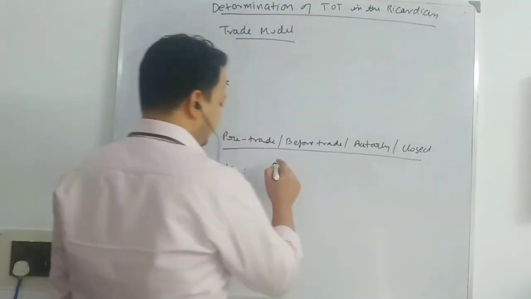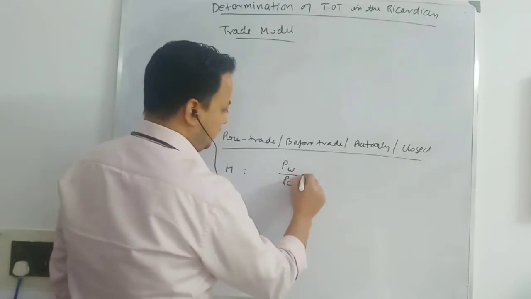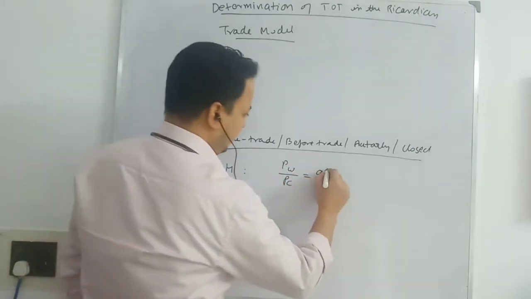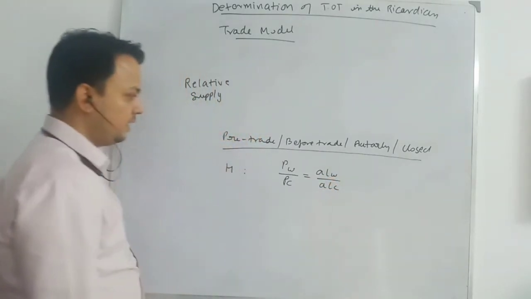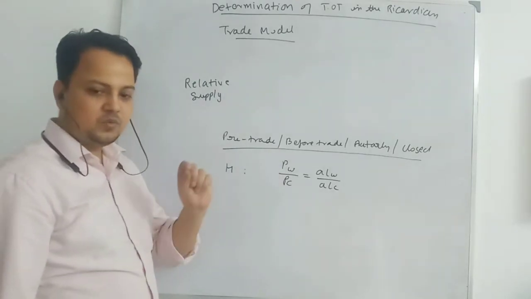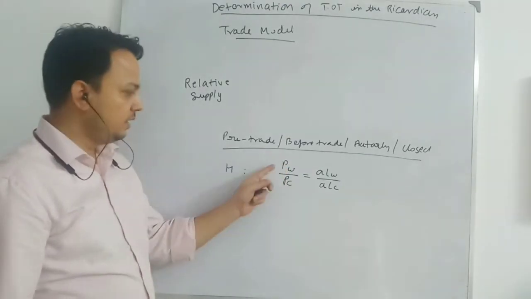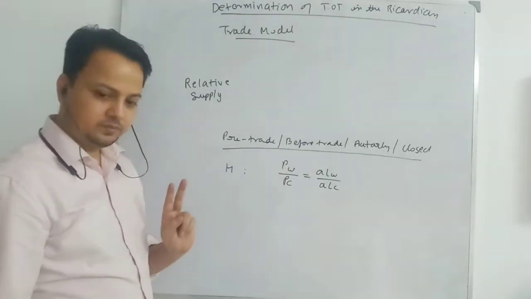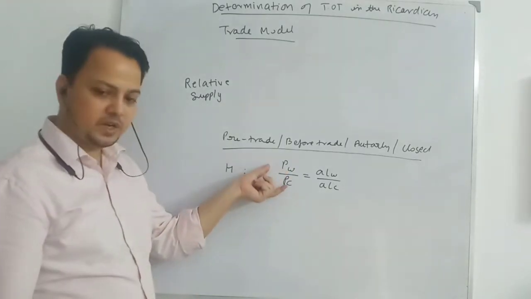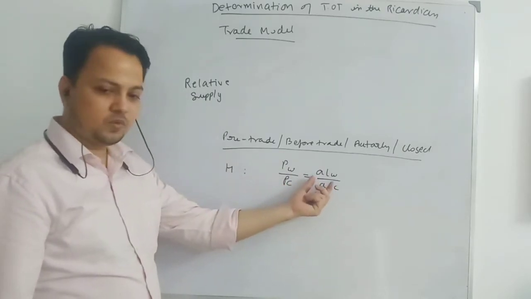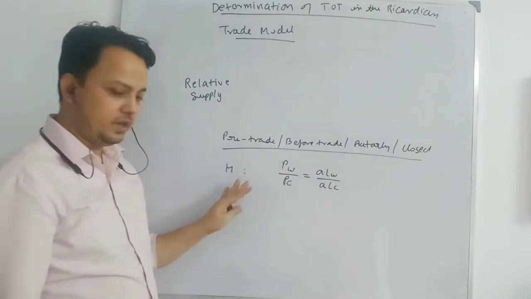In the home country, this relative price, say PW by PC, must be equal to opportunity cost. Yeah, very good. Opportunity cost of producing wine in terms of cheese. Right now I am writing in this way because we are going to focus on terms of trade, price of export over price of import. So I just say relative price of wine must be equal to opportunity cost of wine. Home country will be producing both goods. In this way, terms of trade is determined in the home country.